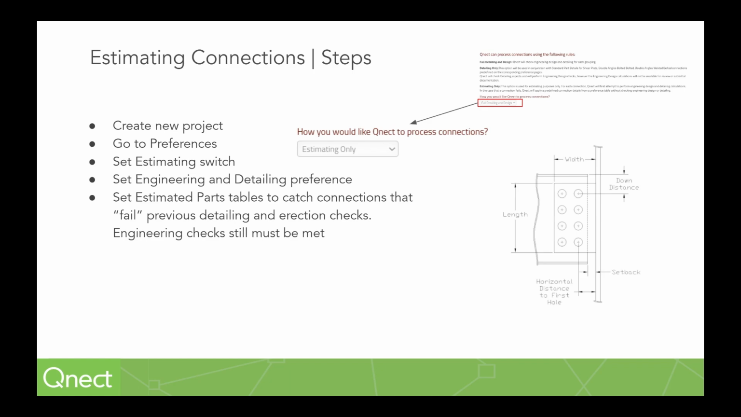So if you have this option set, estimating only, Qnect will ignore those checks if they fail and will insert the connection. So next I will switch to Qnect dashboard and show you how you can do those steps.